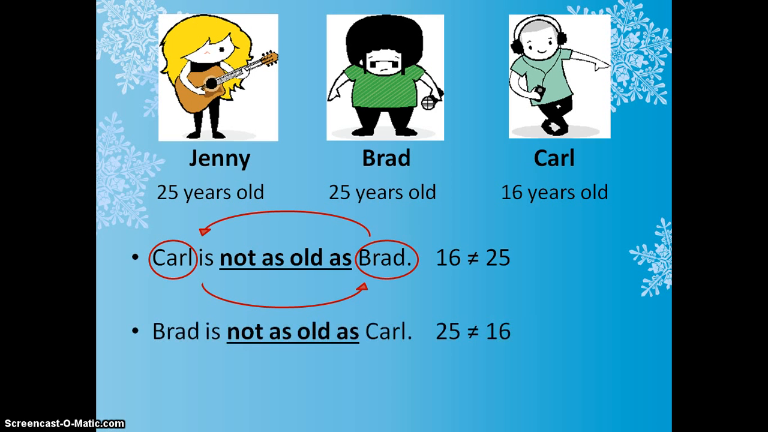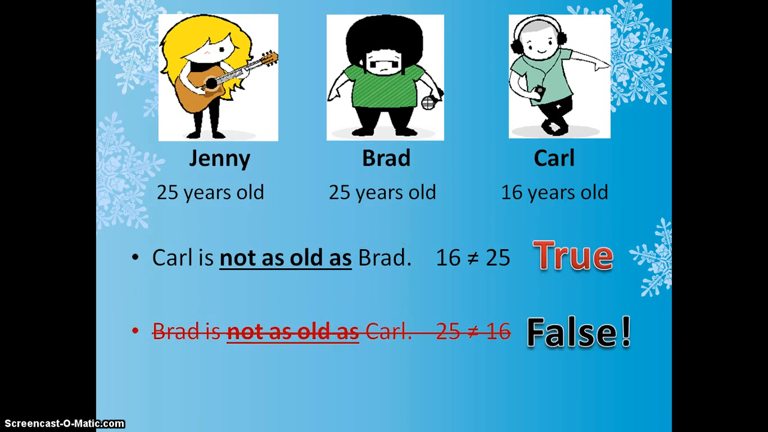Can we say Brad is not as old as Carl? It looks like it because 25 does not equal 16. However, the first sentence we can say, Carl is not as old as Brad. But the second sentence is false. It's incorrect. We cannot say Brad is not as old as Carl.